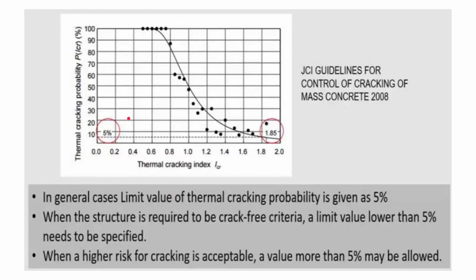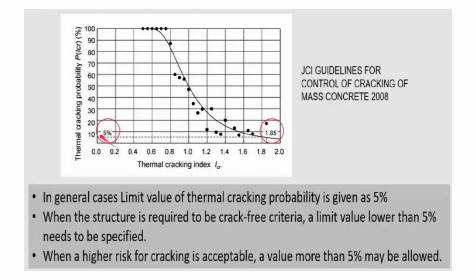As you can see here, this is a plot between thermal cracking probability and thermal cracking index. This has been given in JCI, that is Japan Concrete Institute, in the Guidelines for Control of Cracking of Mass Concrete 2008. It is self-explanatory. The higher the thermal cracking index, that is the greater the tensile strength of concrete, the lower the thermal cracking probability. So the more the strength, the lesser the cracking probability.